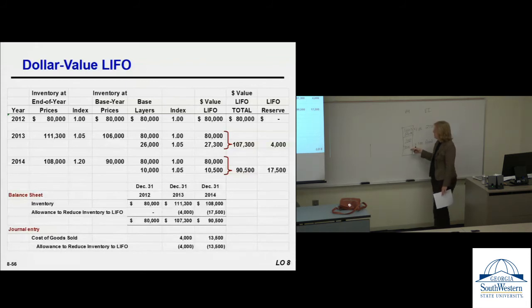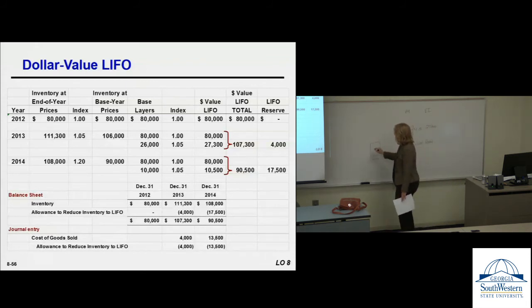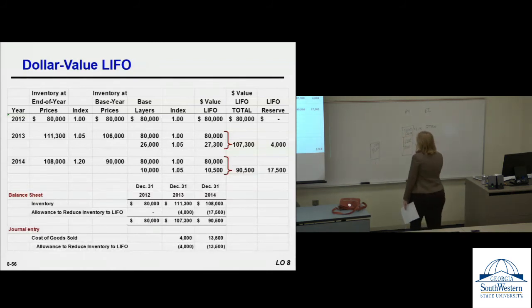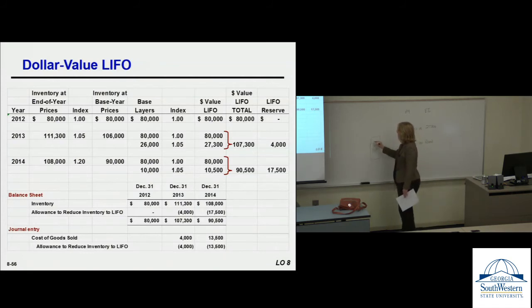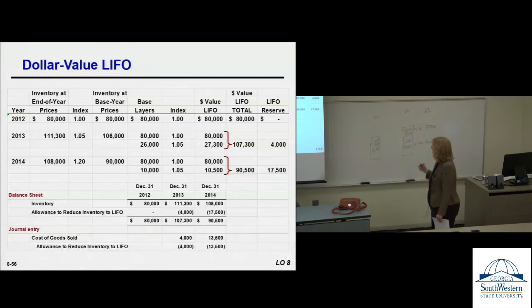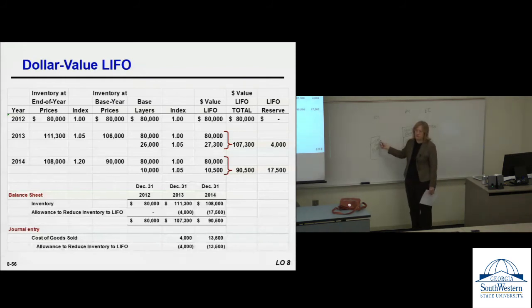Okay, we had a layer, we had these two layers here, right? We had an $80,000 layer from 2012. Now we only have 90,000 of base year prices. So our next layer is really only 10,000 at base year prices, right? So since we only have a $10,000 layer, what do we value this layer at? Where did this layer come from, in other words? What year?